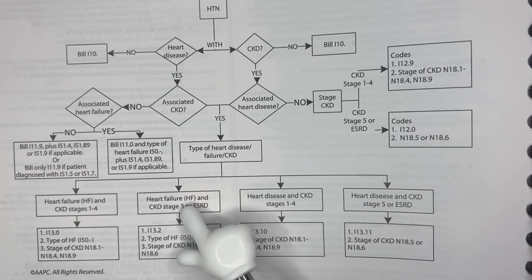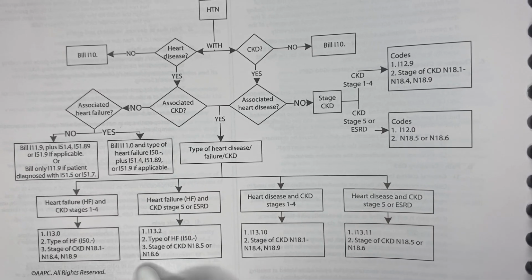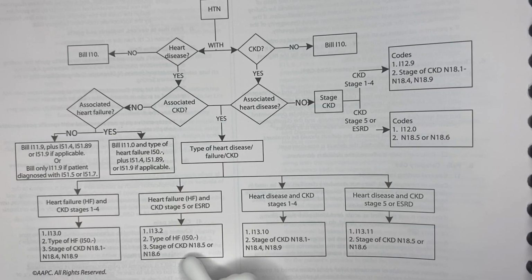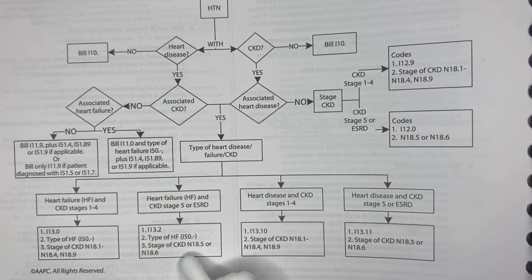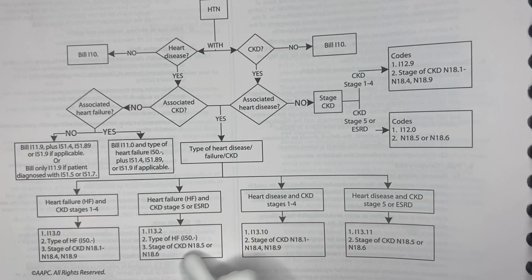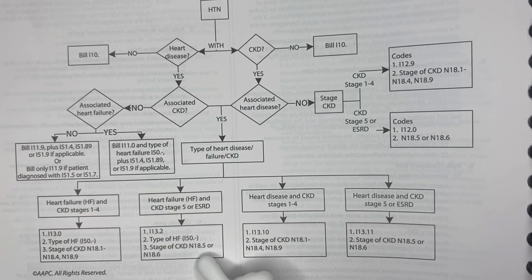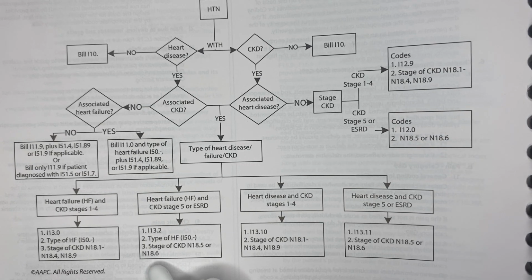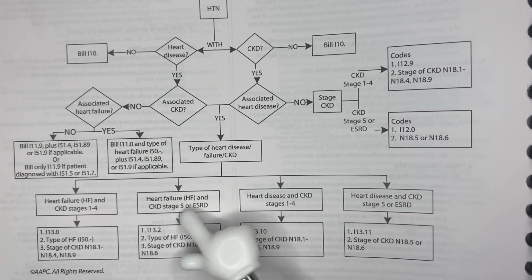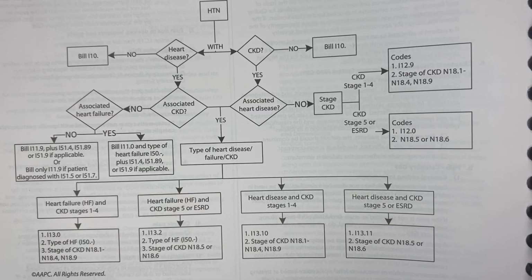So our patient has heart failure and CKD stage 5 or end stage. So then it goes and points down to these three codes. The I13.2, number two, the type of heart failure, which is the I50. So now we have to look for our I50 code, and then a third, the stage of the CKD, which is the N18.6.